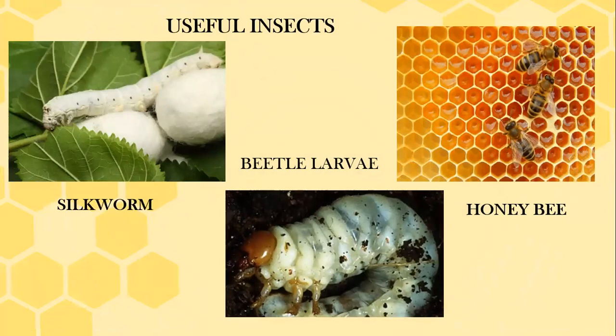Useful to us. Those insects which are very helpful to us. Of course, there is the silkworm, for example, along with the honeybee and beetle larvae. The silkworm prepares fiber for us, from which our clothes are made. Thread is made from the fiber, cloth is woven from the thread, and we use those clothes. So from the silkworm we get clothes.